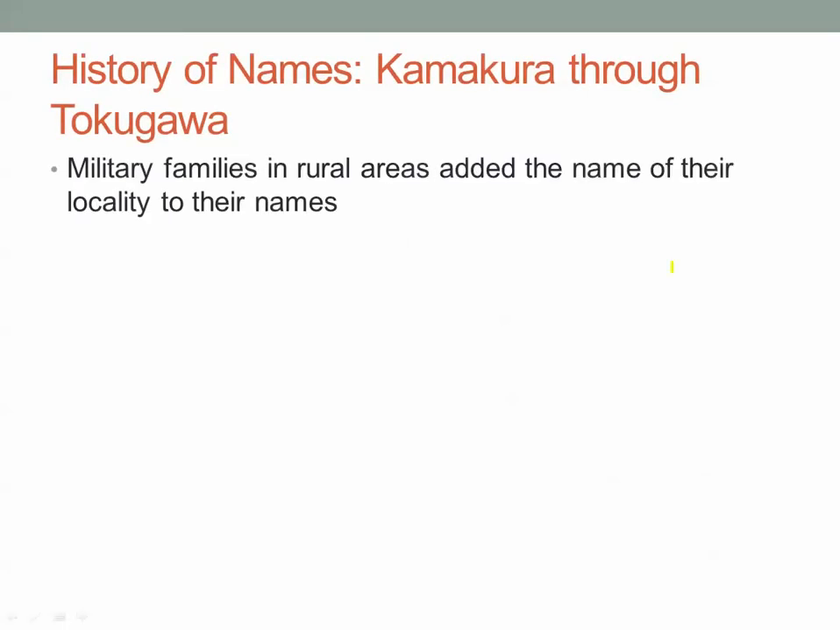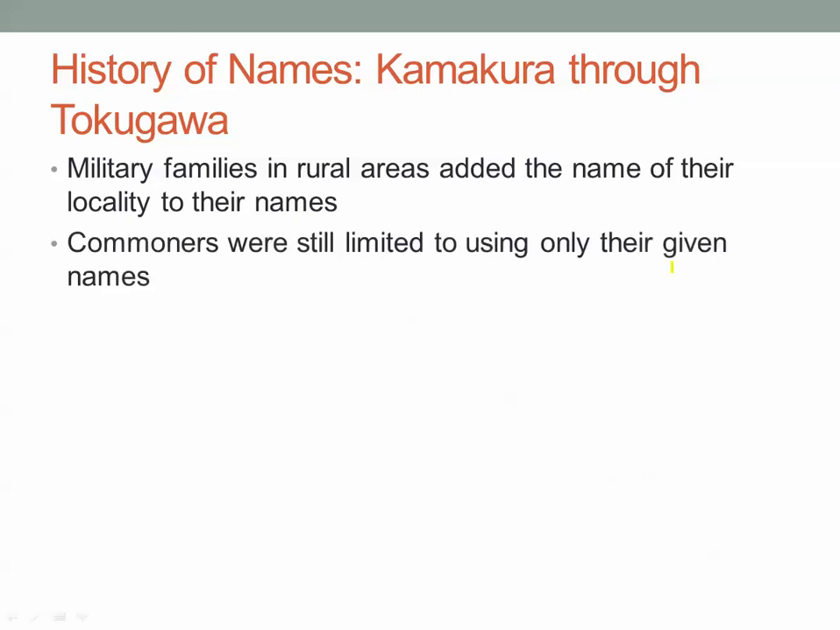Okay, so how about the Kamakura through the Tokugawa? What we were just looking at in the previous slide is really the Heian period. And now I'm going to, again, make a huge general sweeping statement about a big chunk of Japanese history. Military families in rural areas often added the name of their locality to their names. But commoners were still limited to using only their given names.